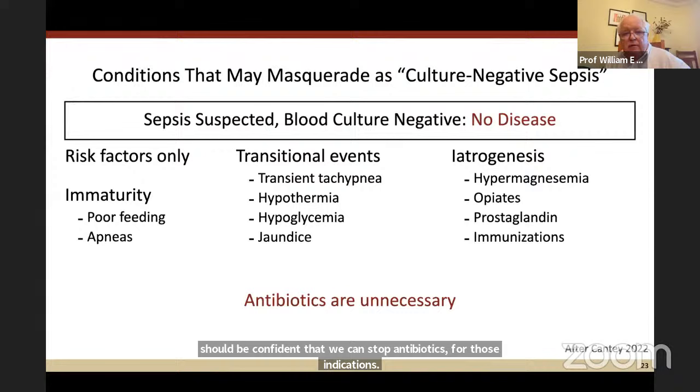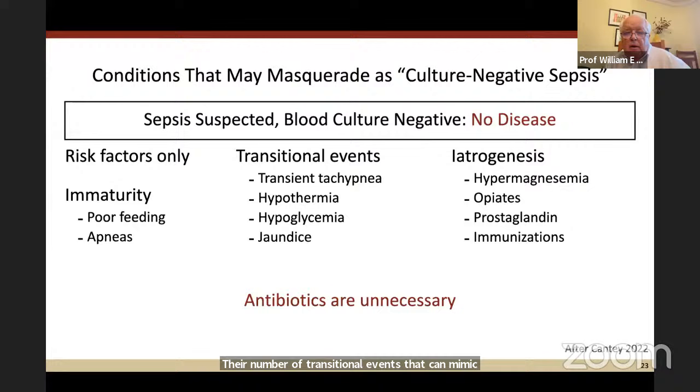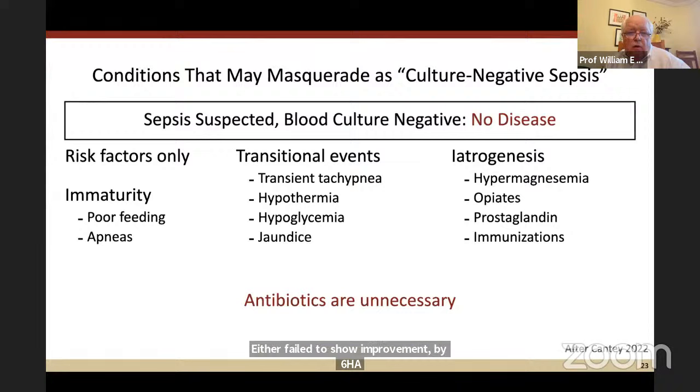There are a number of transitional events that can mimic sepsis, the most common being transient tachypnea. I've had lengthy discussions with Dr. Polin, my friend and colleague from Columbia, about this situation. And I think our consensus, to the extent we're able to achieve one, is that transient tachypnea is a process that starts out essentially immediately after birth, may remain stable for a couple of hours, but then progressively improves. Whereas babies who have pneumonia or respiratory distress as a result of bacterial infection either fail to show improvement by 6 hours of age, or they show signs of worsening respiratory distress earlier on. And in those situations, diagnostic evaluation and initiation of antibiotics may be appropriate.